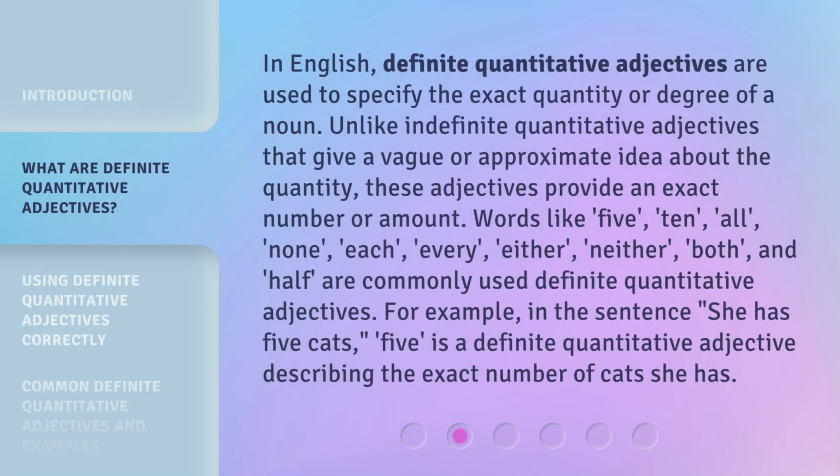In English, definite quantitative adjectives are used to specify the exact quantity or degree of a noun. Unlike indefinite quantitative adjectives that give a vague or approximate idea about the quantity, these adjectives provide an exact number or amount. Words like 5, 10, all, none, each, every, either, neither, both, and half are commonly used definite quantitative adjectives. For example, in the sentence, "She has 5 cats," 5 is a definite quantitative adjective describing the exact number of cats she has.